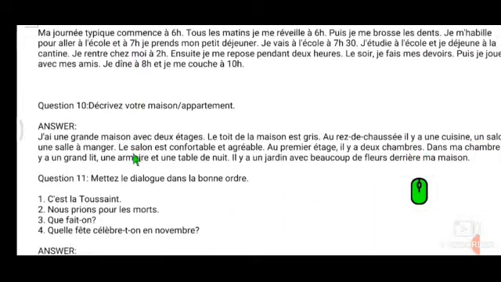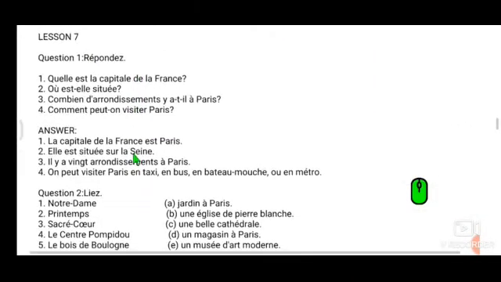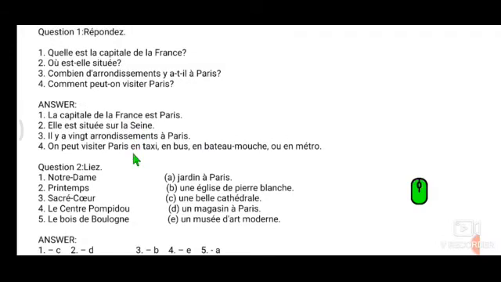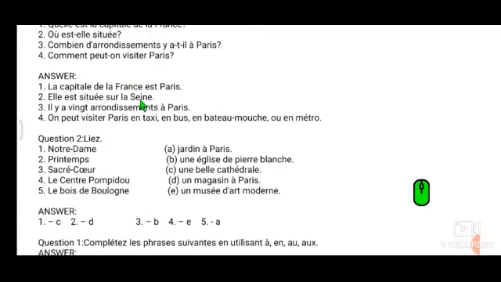Lesson 7, quelle est la capitale de la France? Whatever the dialogue based questions. Quelle est la capitale de la France? La capitale de la France c'est Paris. Où est-elle située? Elle est située sur la Seine. Combien d'arrondissements y a-t-il à Paris? Il y a 20 arrondissements à Paris. Comment peut-on visiter Paris? On peut visiter Paris en taxi, en bus, en bateau-mouche ou en métro. So the place is in Paris and its specialty.